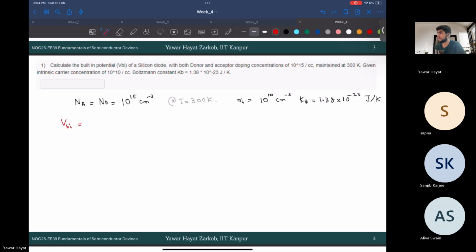What is VBI? It is kT by q times the natural log of Na Nd by Ni square. So compute this. You have the formula, you have the given quantities. Just let me know what should be the VBI for this question.